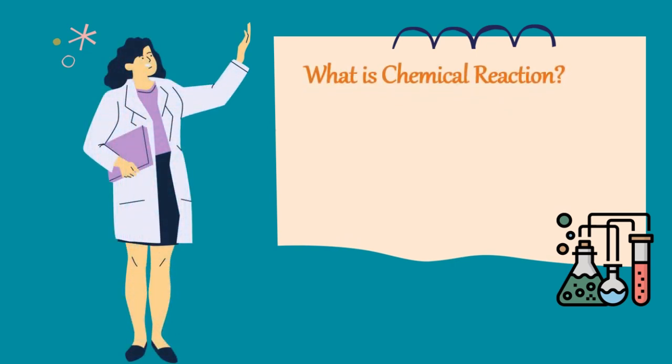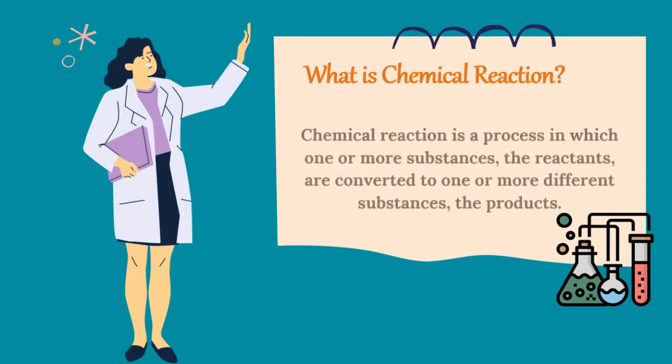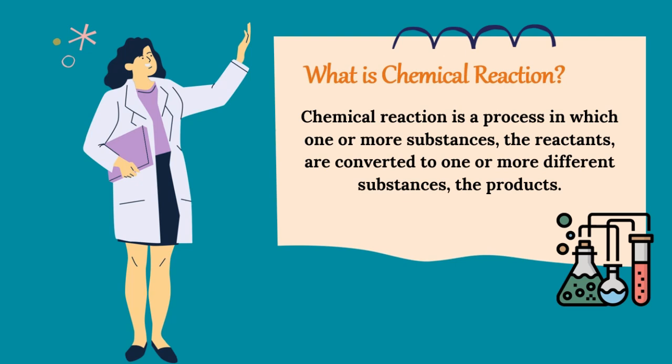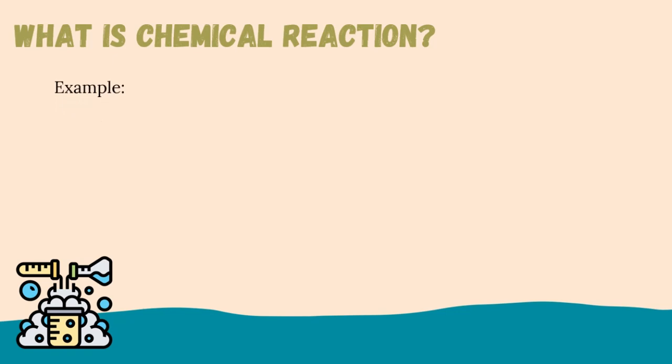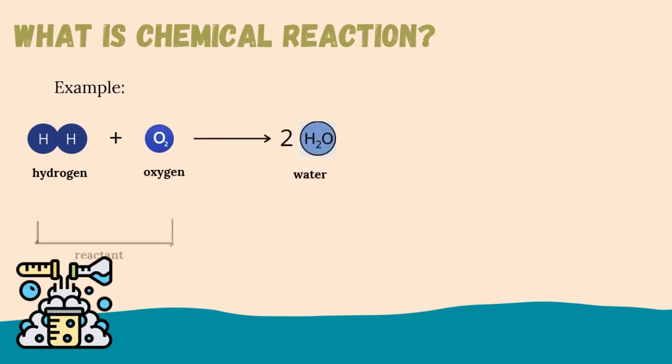So, what is actually a chemical reaction? A chemical reaction is a process in which one or more substances, as reactants, are converted into one or more different substances, as products. In a simple way, we can say that in a chemical reaction the reactants produce products. Here is the example. Hydrogen reacts with oxygen to produce water. Hydrogen and oxygen are the reactants, and water is the product. This is what we call a chemical reaction.